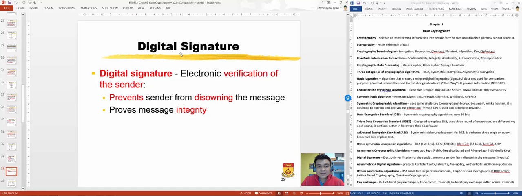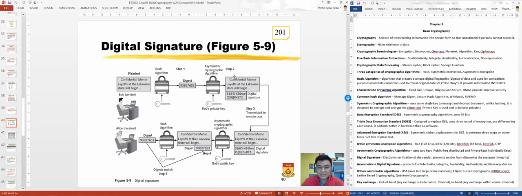Next, let's talk about digital signature. It's another way of electronic verification of the sender. It prevents the sender from disowning the message and proves the message integrity. For example, if I send data to somebody else, and when they receive it they ask me, "Hey Joe, did you send the data or not?", I cannot disclaim it. That means it proves that I sent the data.